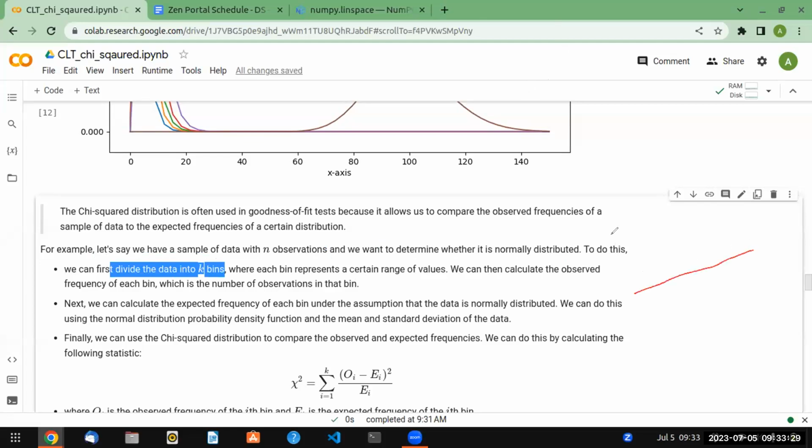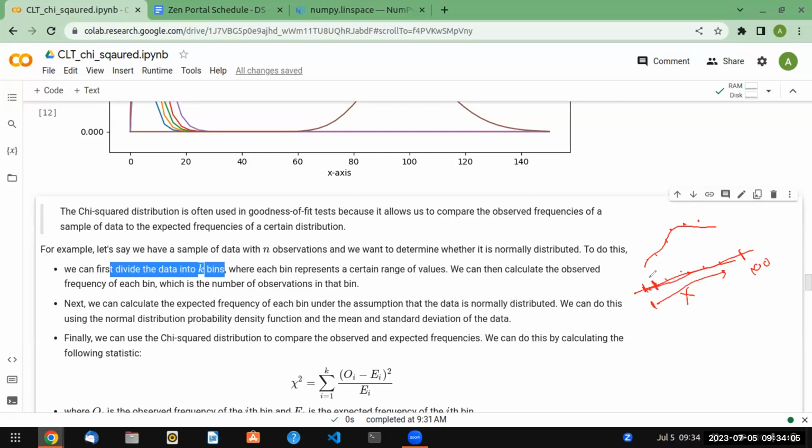Suppose you have these points on the x-axis, points 1 to 100. Now, for each point, let's see what is the frequency or probability. We are doing it, then we are plotting it. For each point on the x-axis, we are calculating y, the frequency or PDF, and then we join it and plot it. So the bins concept means divide this 1 to 100 into bins of some interval.